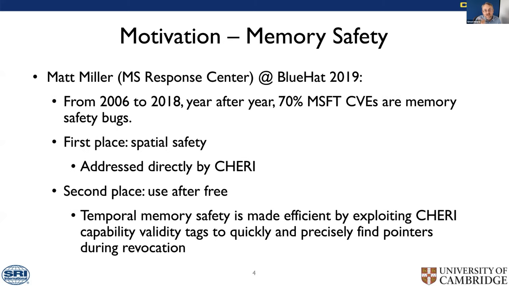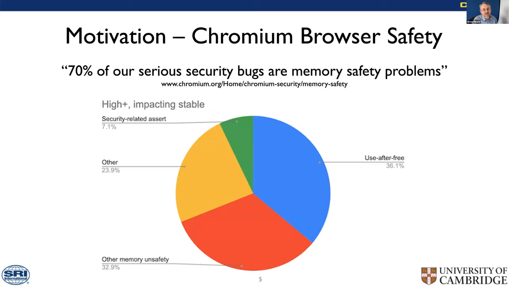So, background: memory safety is a really big deal. For applications and operating systems and so on, you get a lot of memory safety vulnerabilities. Just to give you two examples, Matt Miller from the Microsoft Security Response Center said that over the last 20-odd years, something like 70% of all of Microsoft's vulnerabilities have been memory safety bugs. In first place is very much spatial memory safety, and then in second place, use-after-free type bugs, so temporal memory safety. CHERI directly addresses the first and really helps to address the second. But it's not just Microsoft. You see the same thing if you look at the Chromium browser, where again about 70% of all their serious security bugs were memory safety problems.